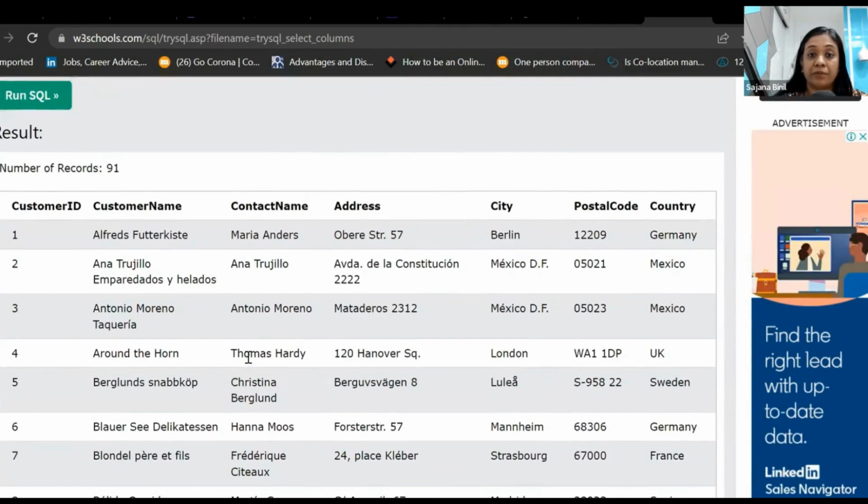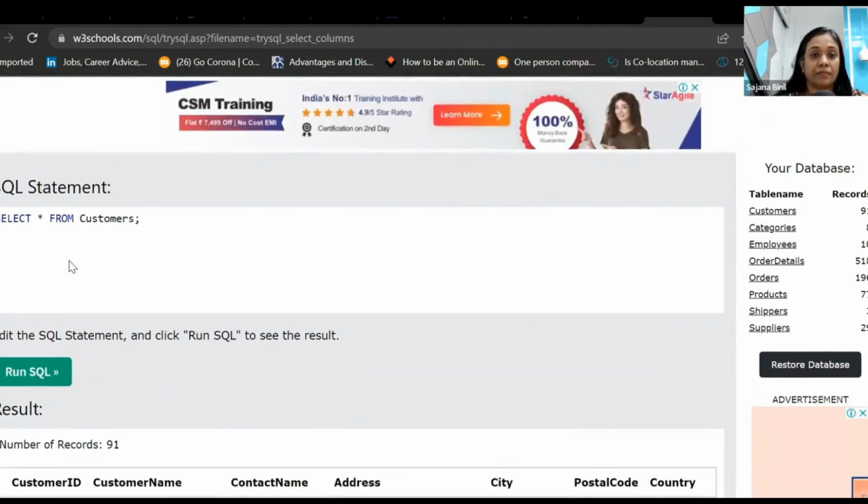Where country equal to Germany and city equal to Berlin. Okay, two clauses we'll put here. And operator we'll use: where country equal to Germany and city equal to Berlin.